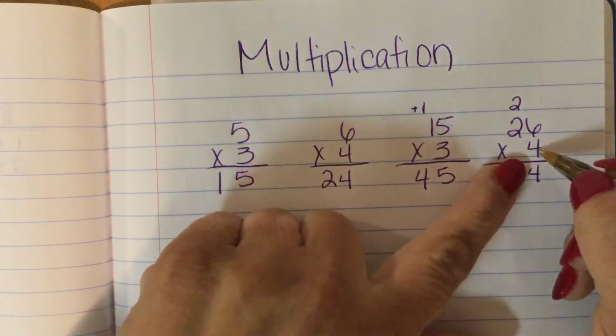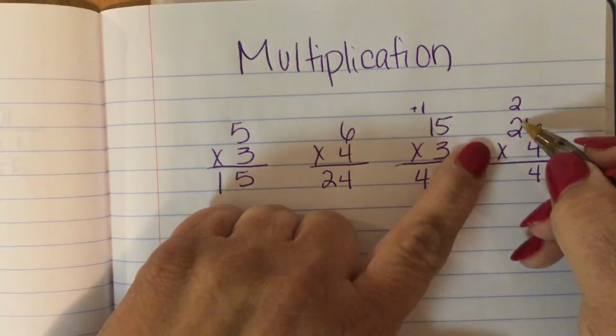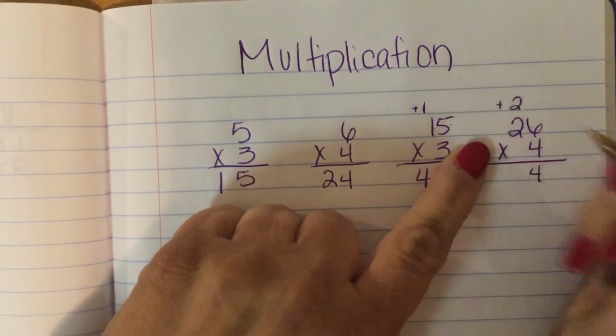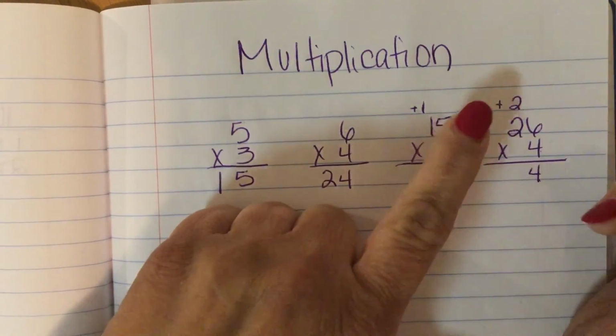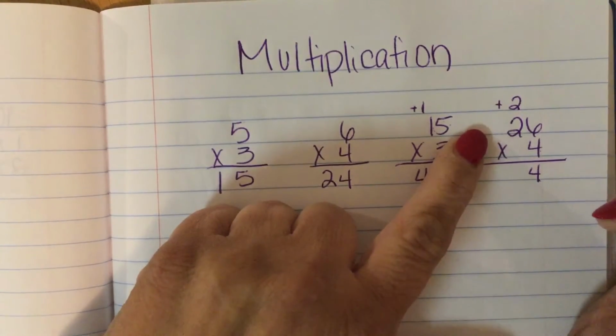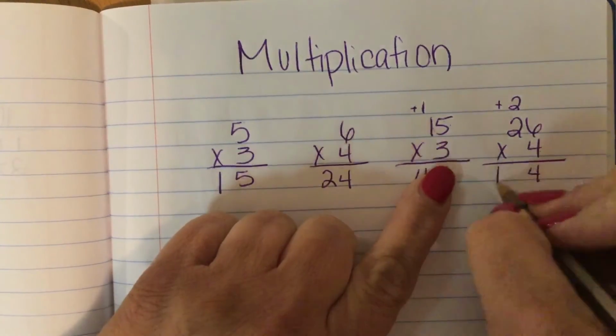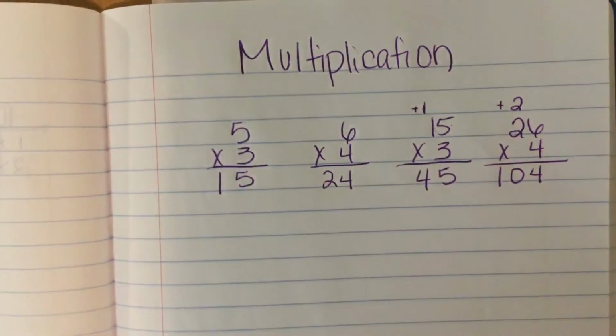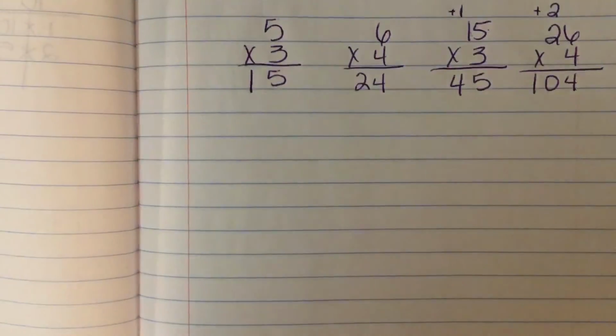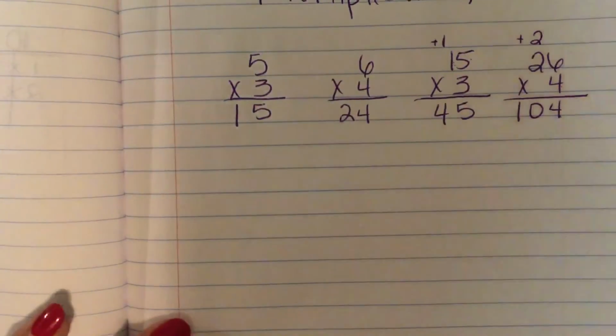Now I'm going to multiply 4 times 2. 4 times 2 is 8, plus that 2 is 10. And so I don't have another number in this factor to carry it over to, so I just bring the 10 down, 104. Okay, so we're going to do some practice problems.